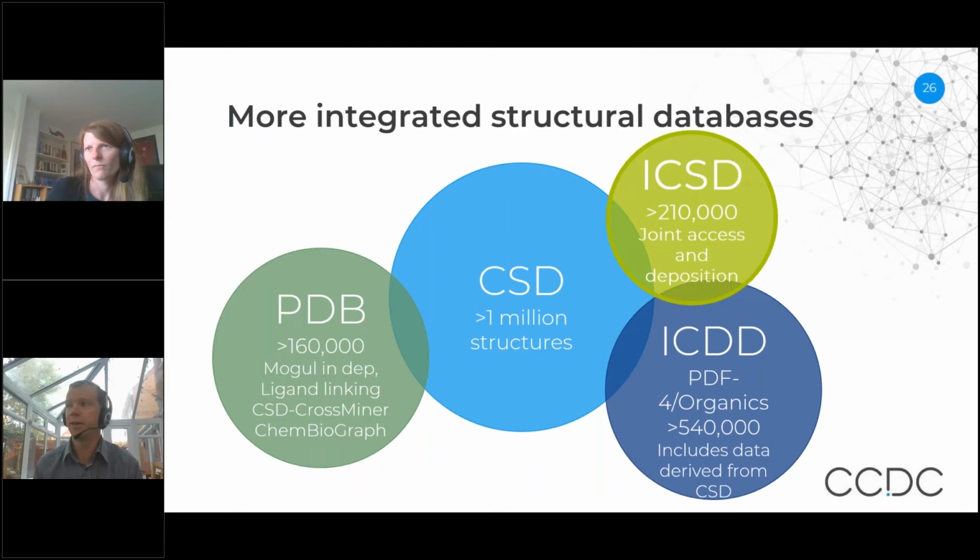One of the recent database integrations has resulted from our collaboration with FIZ Karlsruhe and the ICSD, and resulted in the development of joint access and deposition services for organic, metal organic and inorganic structures. So this collaboration has allowed us to implement free access to individual data sets based on all our deposition and access services that we've already developed. And this is good for both communities, and especially the community that work at the boundary of the structures between the ICSD and the CSD.